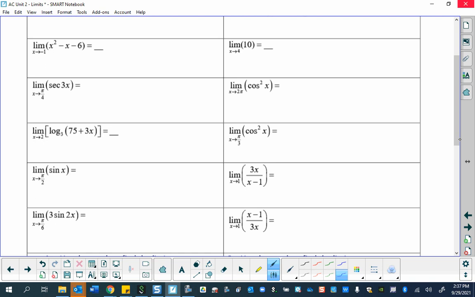The limit as x approaches -1 is -1 squared minus -1 minus 6. Simplify that and you're done. -1 squared is 1. 1 plus 1 minus 6. That sounds a lot like -4 to me. You okay with that? Yes.